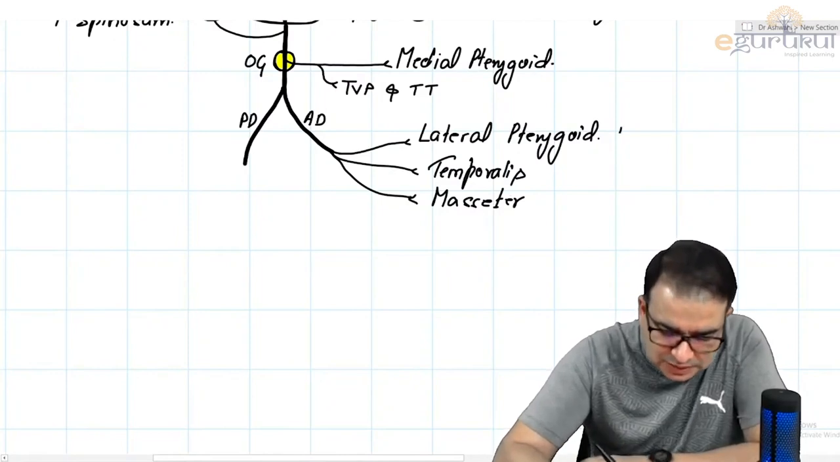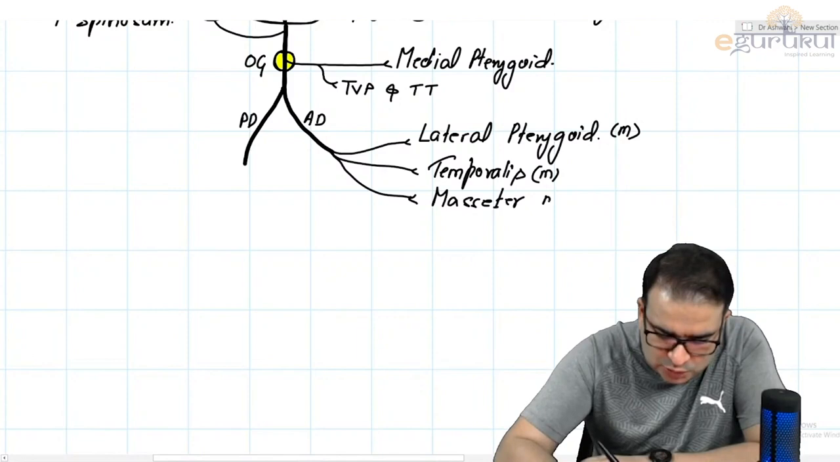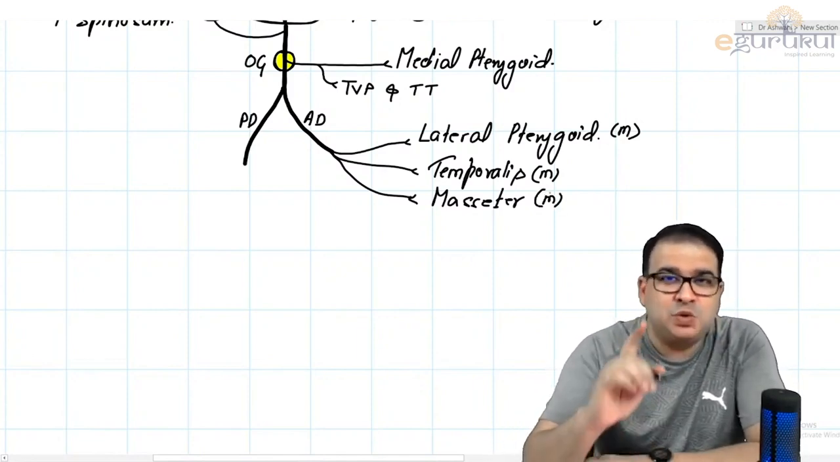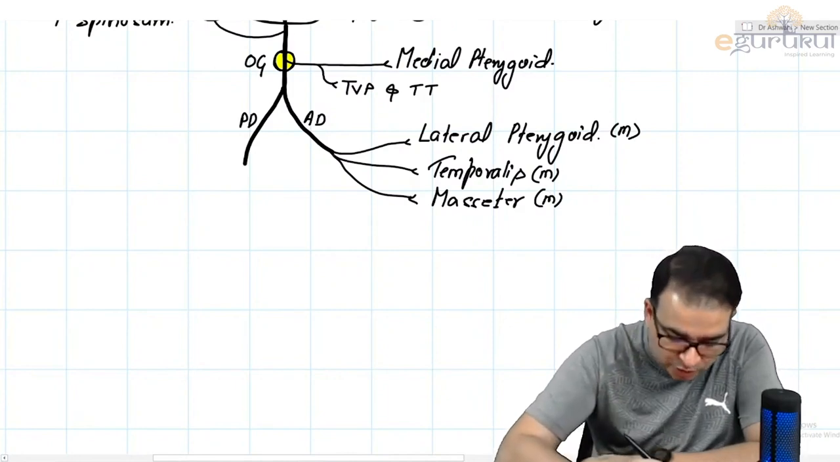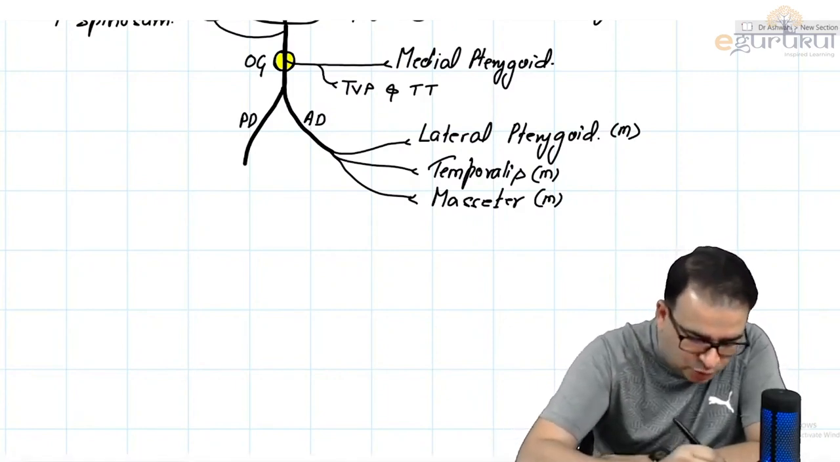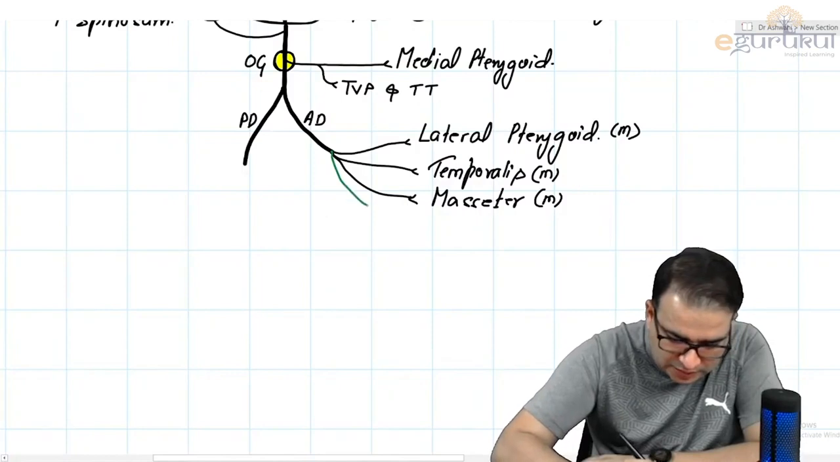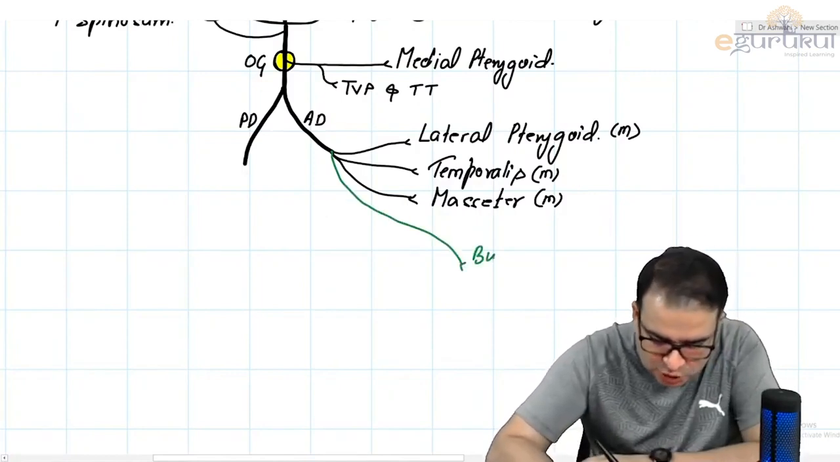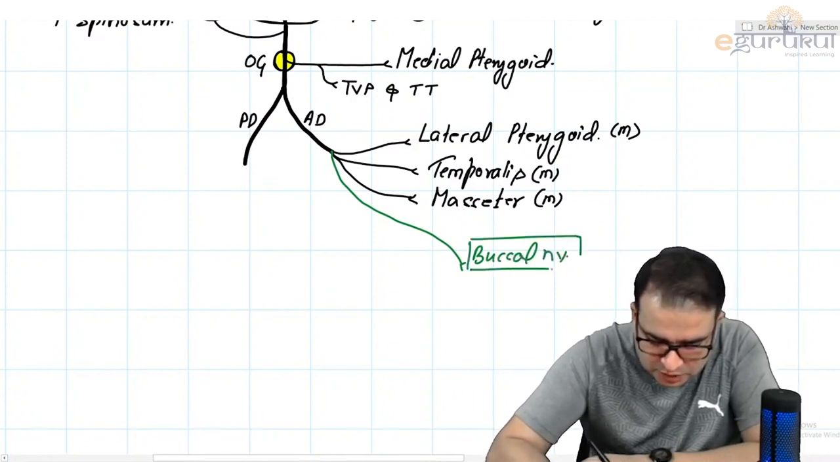So that means this here is a motor branch. This also is a motor branch, and this also is a motor branch. They're supplying the muscles. But there is one sensory branch which will come from the anterior division. That's important also, guys. How about if I use a different color to denote that? There is one sensory branch which comes from the anterior division, and that nerve is called the buccal nerve. This is a sensory branch.